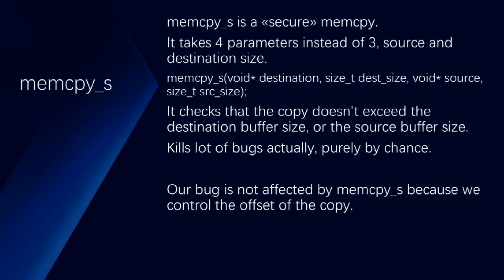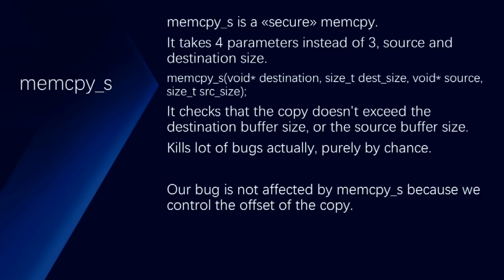Memcpy_s is a more secure version of memory copy. Instead of taking 3 parameters, which are destination, source, and size, it takes 4: destination, destination size, source, and source size. In this way, it can check if the copy goes out of bound write or out of bound read in terms of length. So they can do this kind of check.